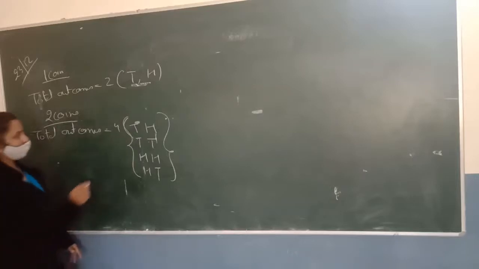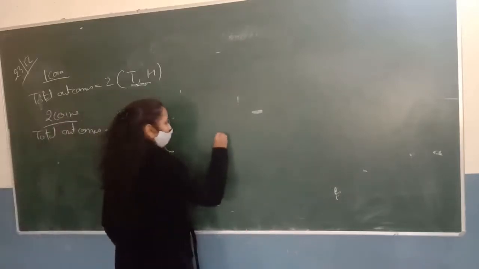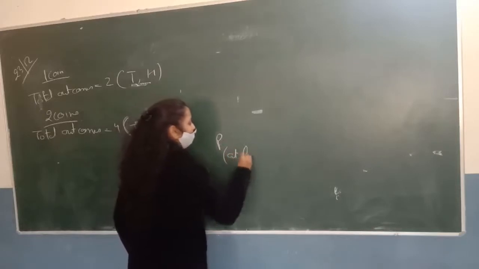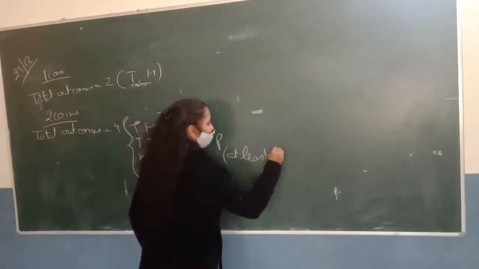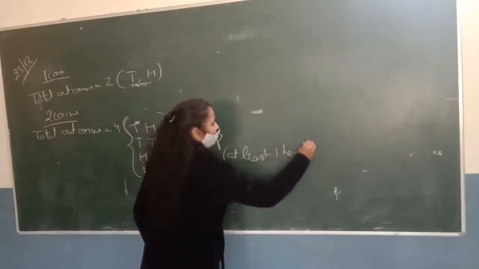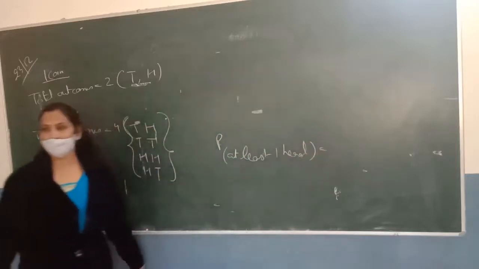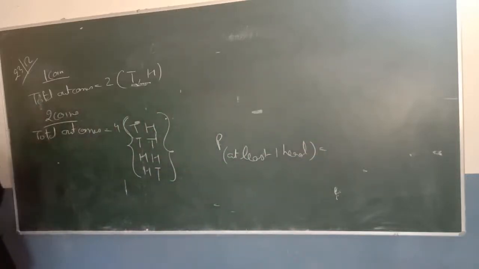Suppose I ask you the probability of getting at least 1 head. So what is the probability of getting at least 1 head? 3/4. At least means at least 1. It can be more than 1.